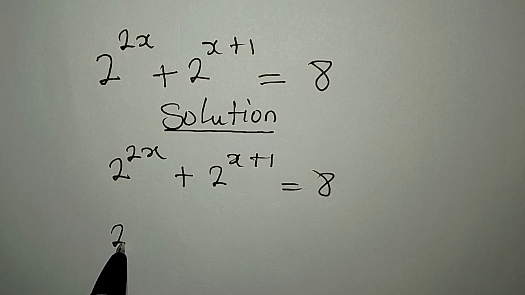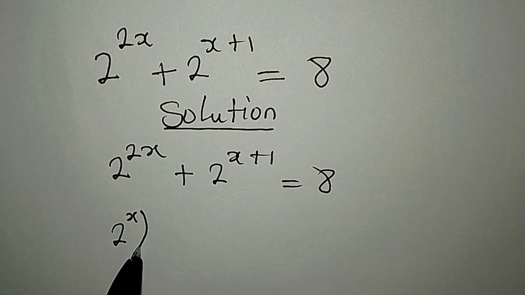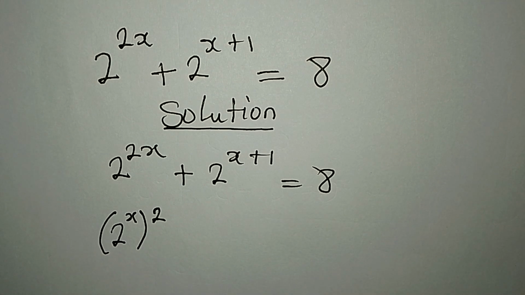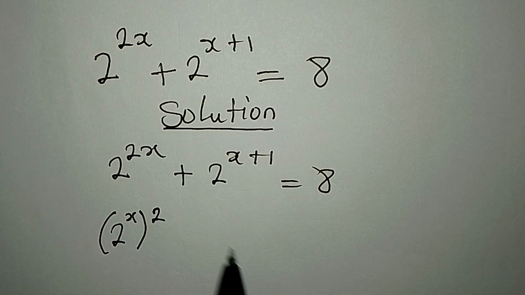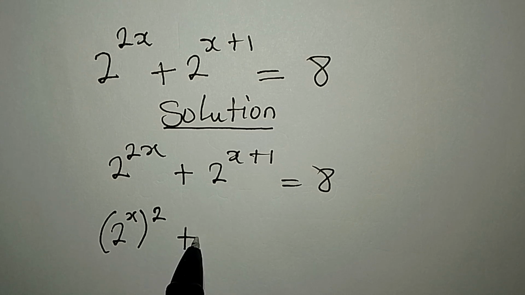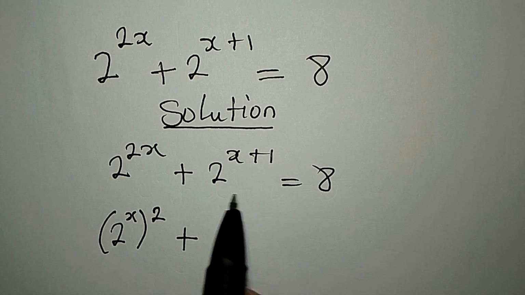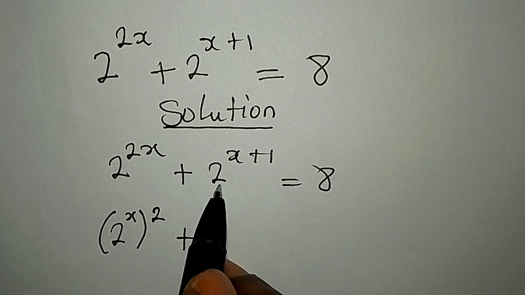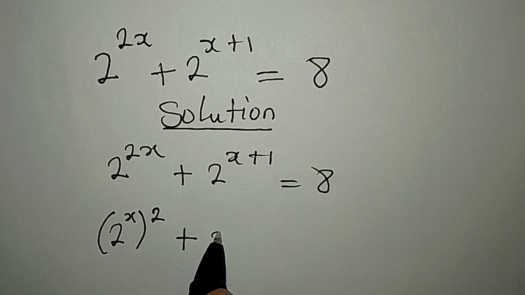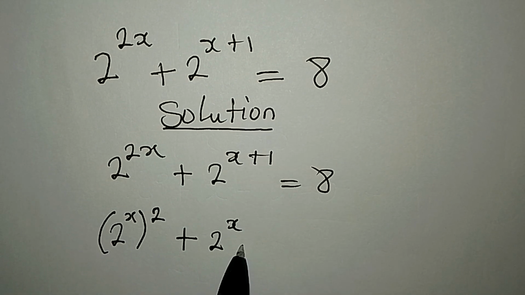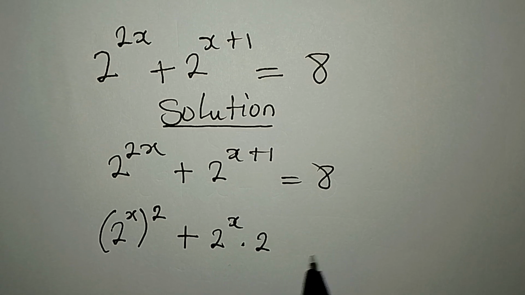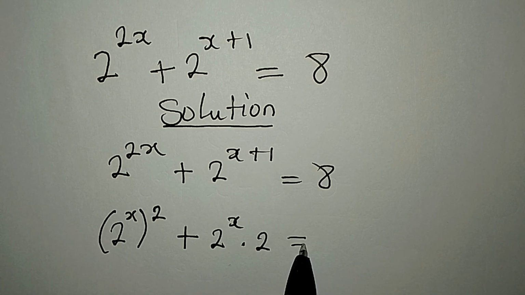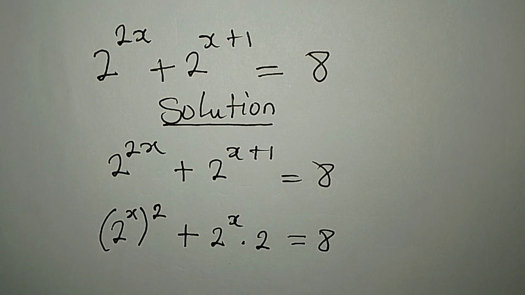This is 2 to the power of x, to the power of 2, because if I multiply the powers I will still have this back. Then plus, here it means we have 2 to the power of x multiplied by 2 to the power of 1. So we have 2 to the power of x multiplied by 2, because 2 to the power of 1 is the same as 2. This is equal to 8.